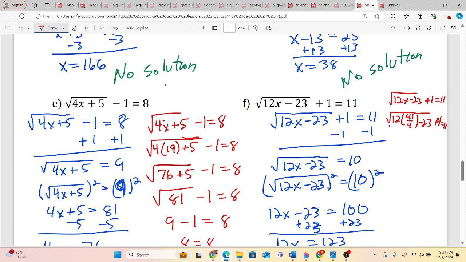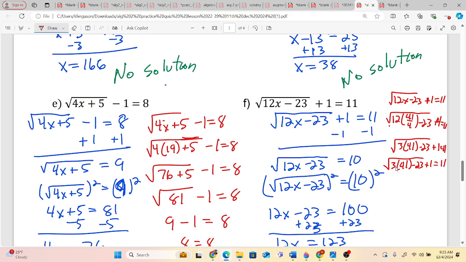So 12 times 41 over 4. I can do some cross canceling here. 4 and 12 can be divided by 4. So if I divide the bottom by 4, I get 1, and 1 on the bottom of a fraction just kind of falls off because anything divided by 1 is just that thing. And if I divide 12 by 4, I get 3. So I'm going to end up with the square root of 3 times 41 minus 23 plus 1 equals 11. So now I got this. 3 times 41 minus 23, all under the square root, plus 1 equals 11.